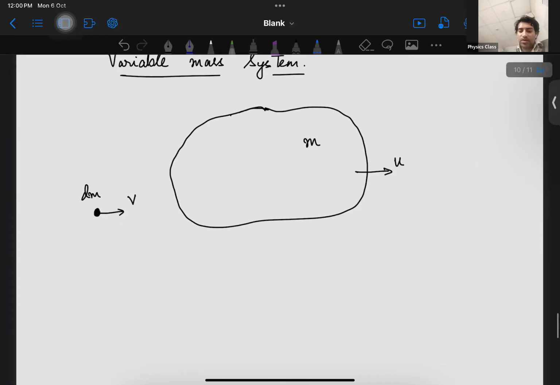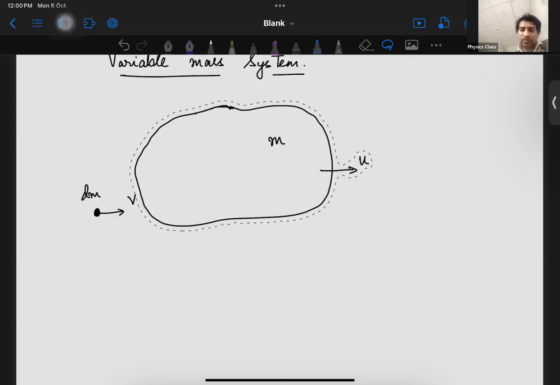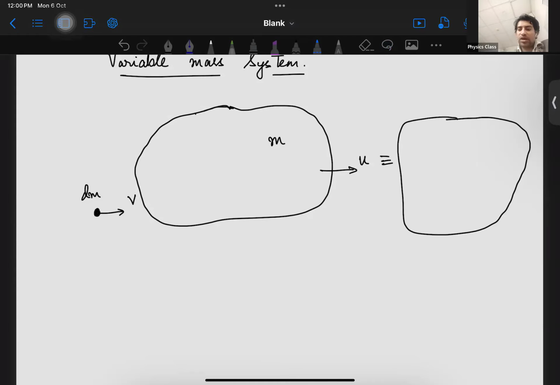So therefore, after this particle joins the system, now we can imagine how the situation will be. There will be a small increase in the mass of the system, which will be m plus dm, and there will be a small increase in the velocity of the system, which is u plus du. Earlier it was u, now this small mass added kind of pushes the system more.